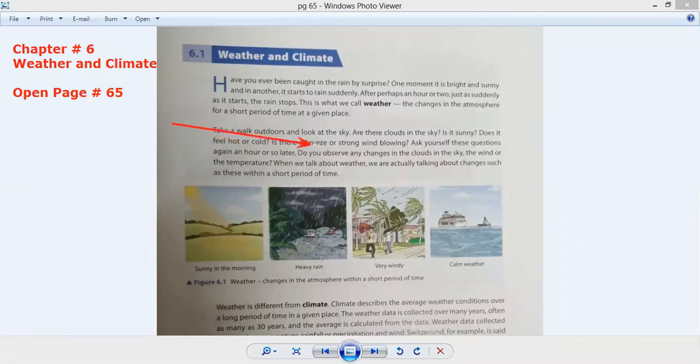Sometimes the wind is very slow. That slow wind is called a breeze, and it feels good. But sometimes the wind is very fast, so we say the wind is blowing. Sometimes the weather is hot, sometimes cold, sometimes cloudy, sometimes there is a rainy season. So there are different types of weather. Why do we call it weather? Because it stays for a short period of time.